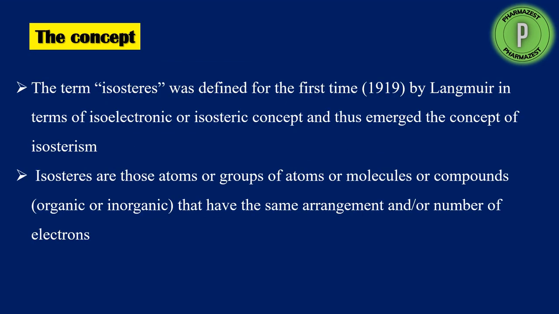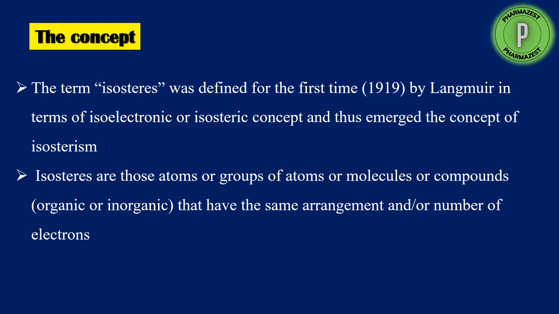How was this concept of bioisosterism first introduced? This concept was first introduced by a scientist named Langmuir in 1919, where he was studying some isoelectronic species. He introduced the concept of isoelectronic or isosteric species, and thus the concept of isosterism was introduced.